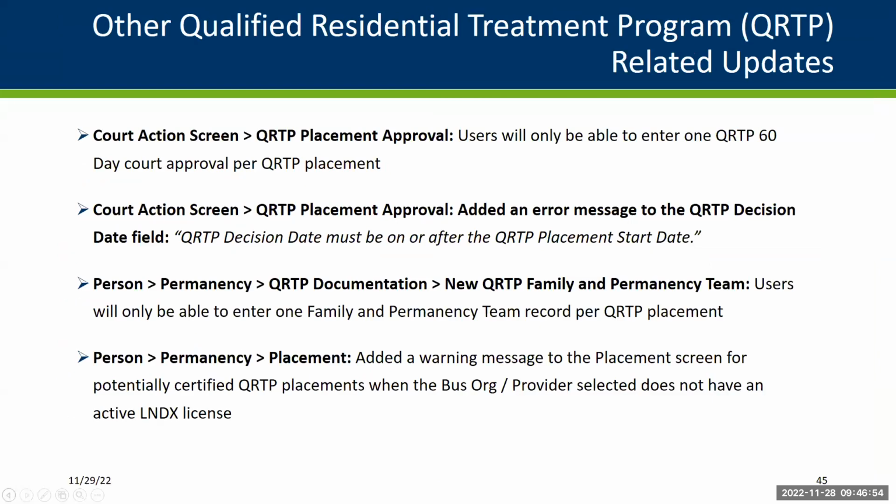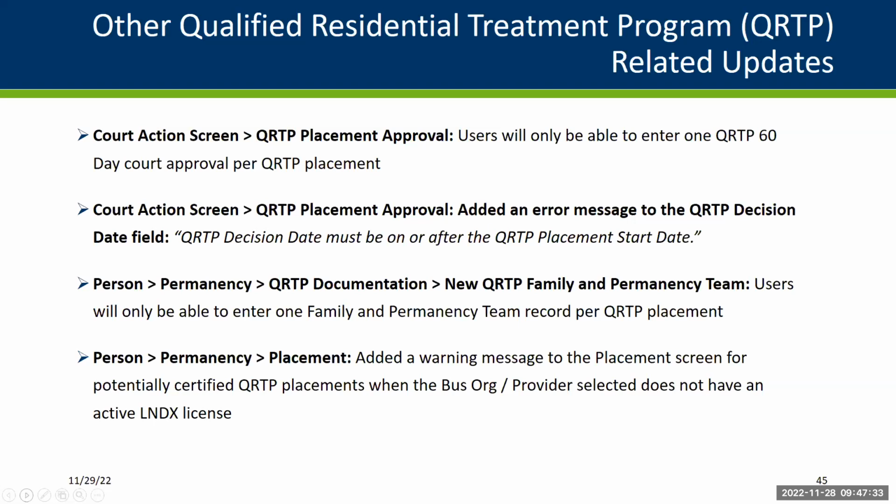Thanks, Renata. So other QRTP related updates. So here's some other things that have been updated just to help keep things nice and clean and in line. So the court action screen, there's the QRTP placement approval. Users will now only be able to enter one QRTP 60-day court approval per QRTP placement. So previously, the system didn't stop them from adding a second one, and we were finding, of course, that makes it more difficult for the calculations to be made. There really should only be one 60-day court approval. So the system will now just keep you from being able to enter a second one.